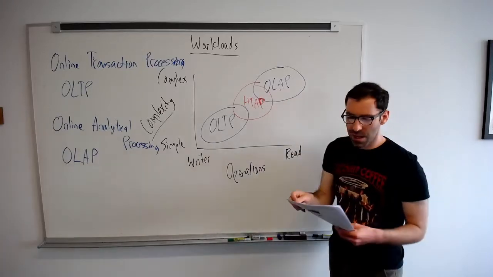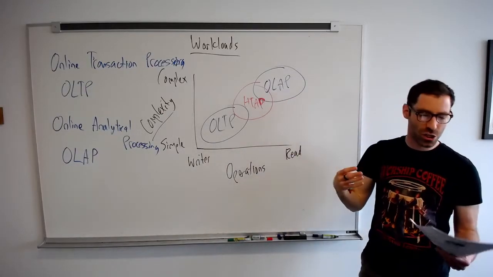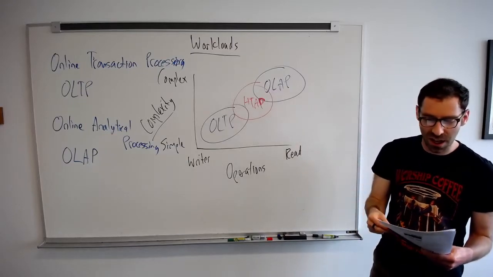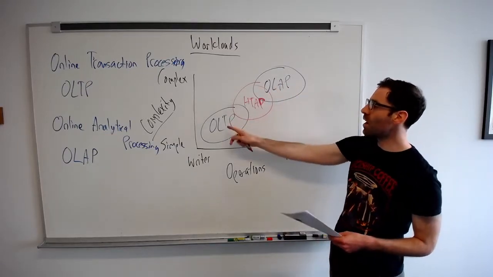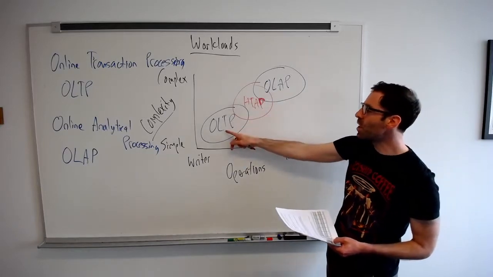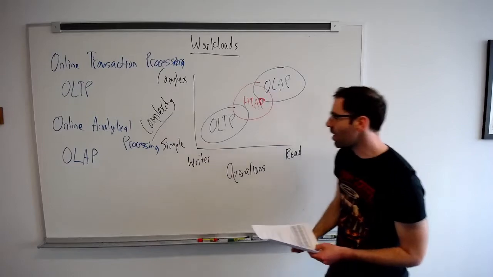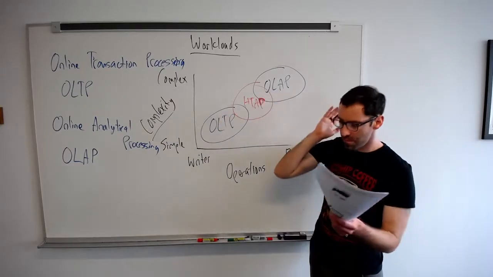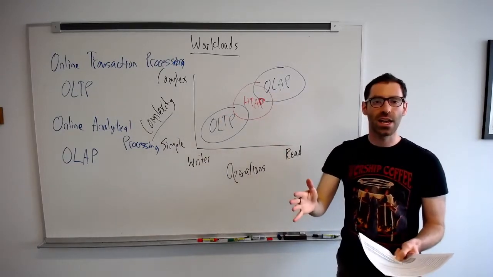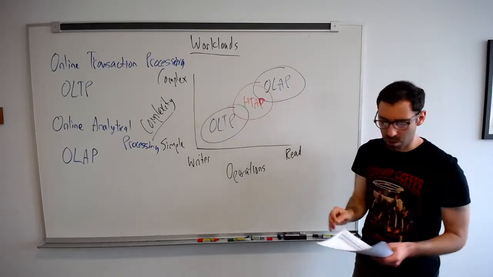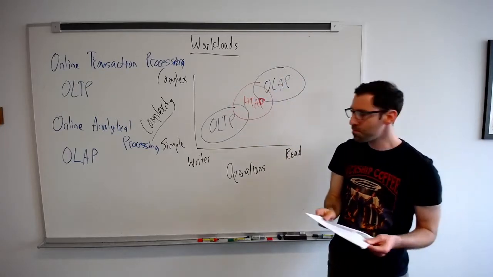HTAP, and this is hybrid transaction plus analytical processing. It basically tries to be a combination of these two, that you want to do these two in the same database. So these aren't ironclad categories, just ways to think about what kind of work is being done.